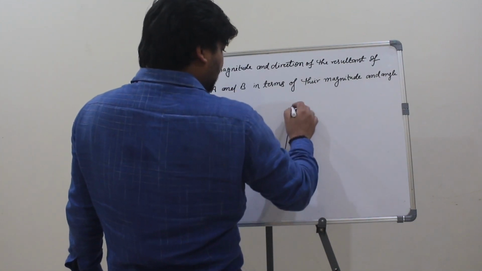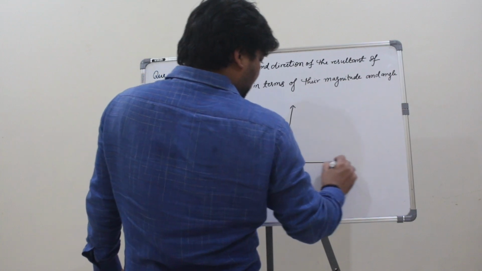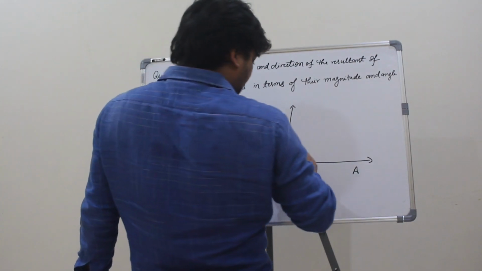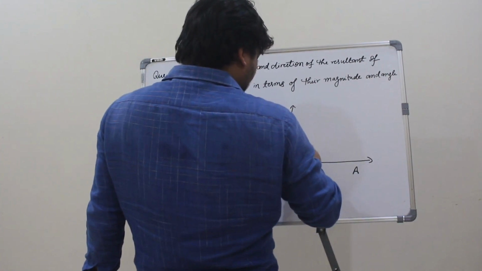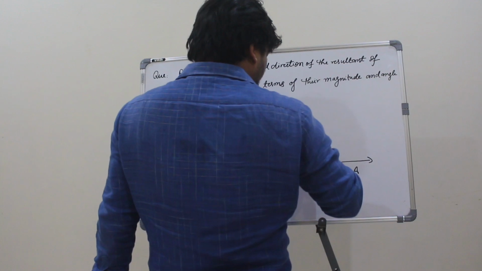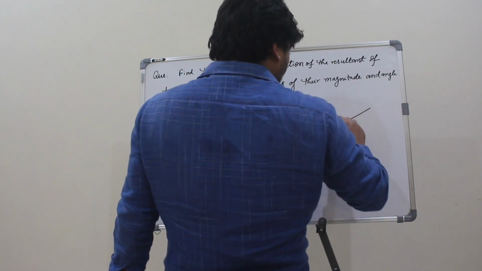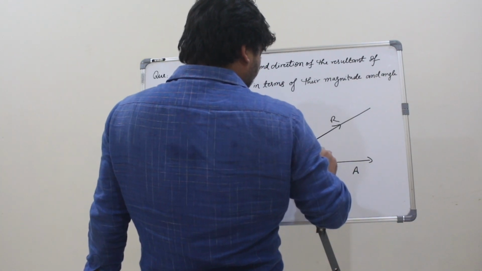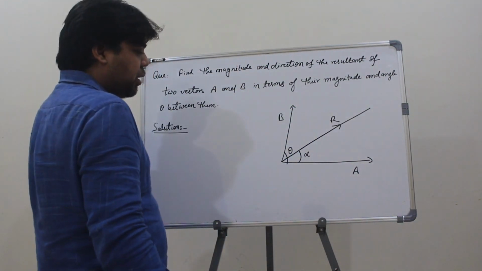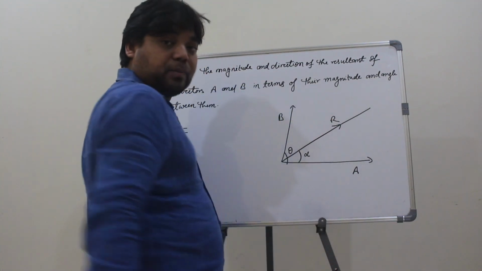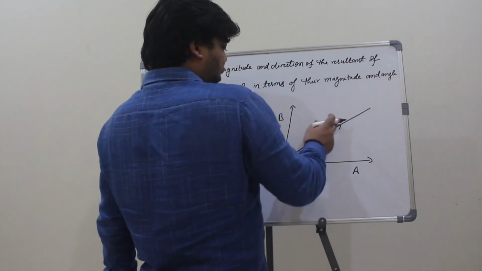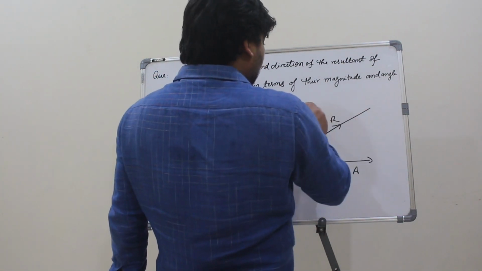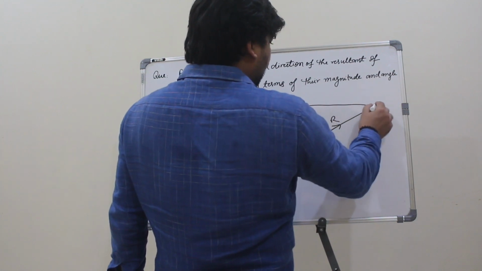Let us assume that there are vectors A and B, and they are making an angle theta with each other. Then you draw a resultant R, which is making an angle alpha with respect to A. Now you want a relation between A, B, R, theta and alpha. So let us try to understand it.